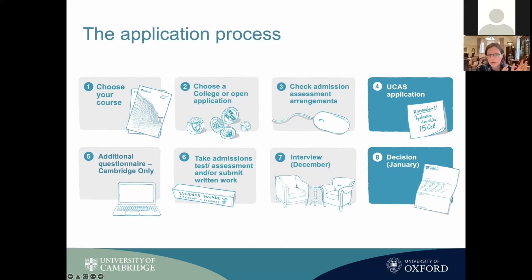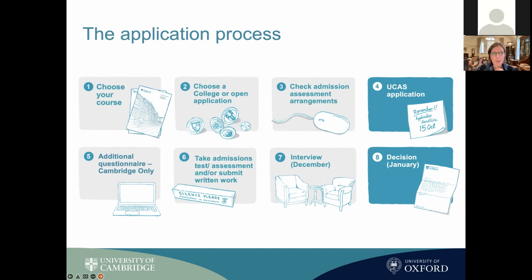But just to reassure you that this contextual information gets taken into account at all stages of the process, both at decisions about whether to interview and then any arrangements for the interview itself. Sometimes there will be, for example, disabilities that we need to take into account when interviewing, or when people are being registered for tests. And then, of course, when we're making the decisions in January, it's still all being taken into account at that point.